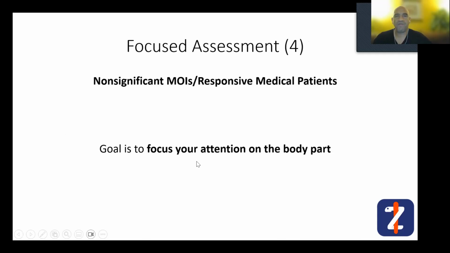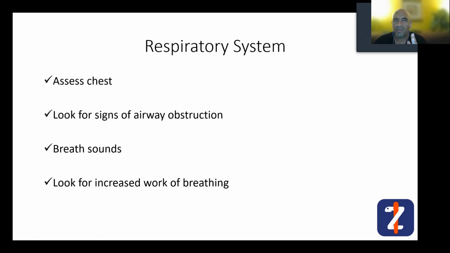All right, so now we're going to focus on the assessment of a non-significant mechanism of injury versus a responsive patient. So they're going to get the same type of assessment. This is a very easy, non-significant mechanism of injury. Then we're going to get the responsive medical patient. So ultimately, the goal is to focus your attention on the part that's being complained of, that system. Let's go through some of the systems.